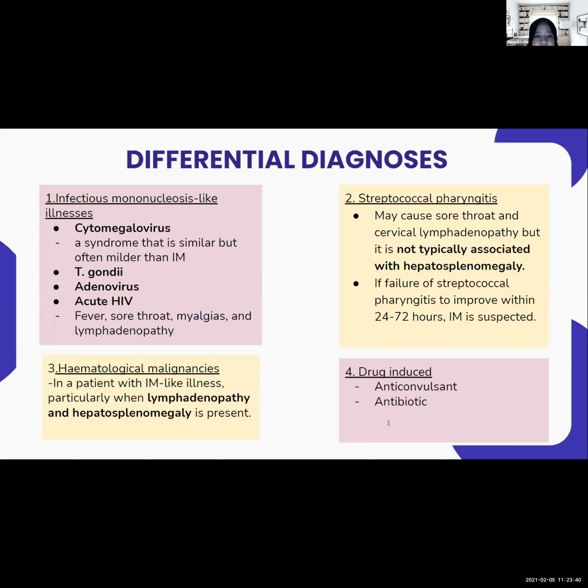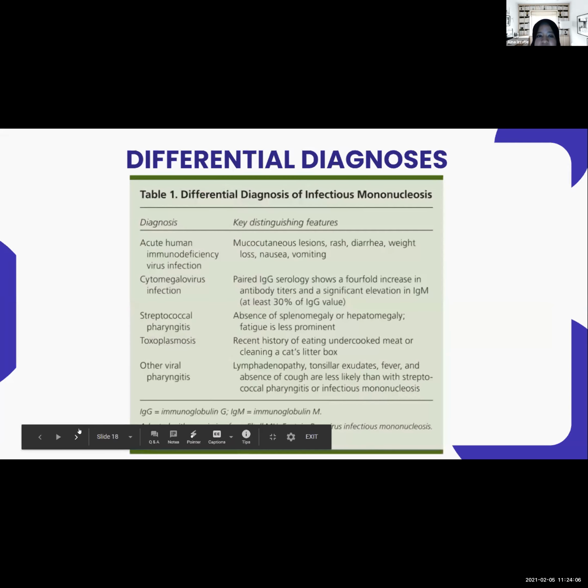Number 3 is hematological malignancies, especially in patients presenting with lymphadenopathy and hepatosplenomegaly. And the fourth one is that it can be drug induced, which can present with the same symptoms, including drugs such as anticonvulsants, such as phenytoin, and antibiotics such as isoniazid. Okay, next, this is a table of differential diagnosis and their key distinguishing features, which you can read later. Most of it I have mentioned before.